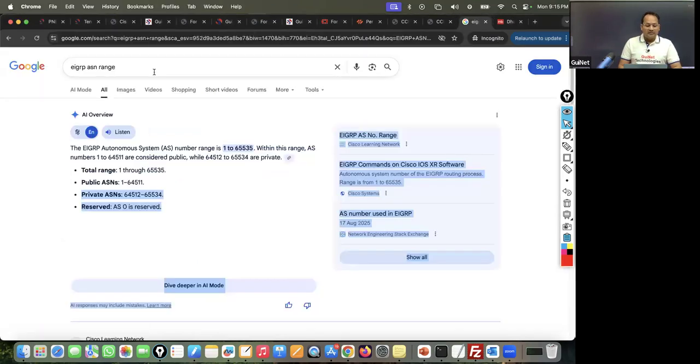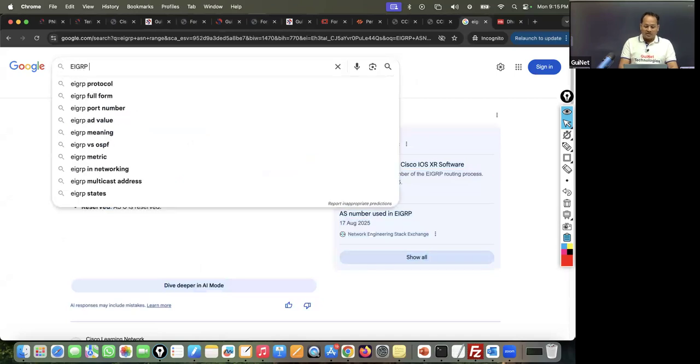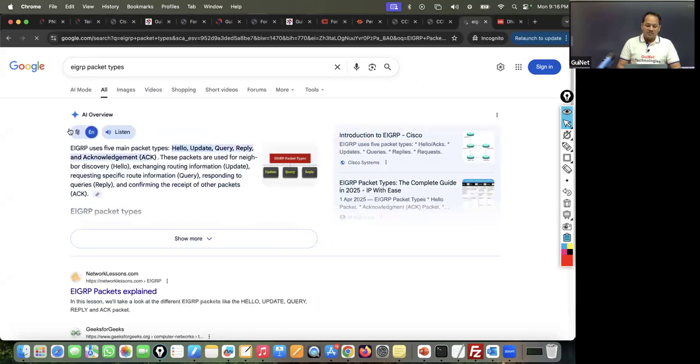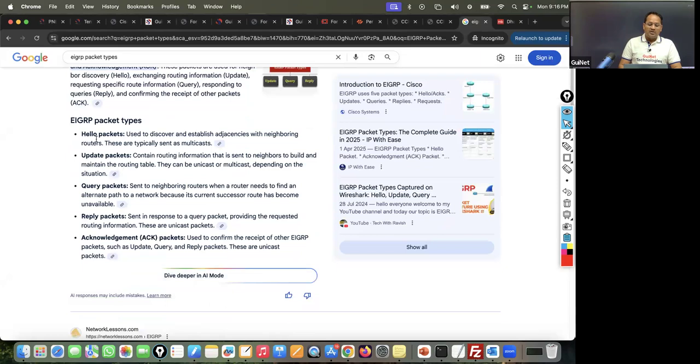But if I go on the internet and search EIGRP packet types, you don't have to be confused: follow the sequence I just explained. See here, these are the packets. Sometimes books have their own language, but the actual packets are hello, update, query, reply, and acknowledgement. See, hello is to discover and establish adjacency with neighbor routers. This typically sends to a multicast address. Whatever the multicast address is, 224.0.0.10. What was the address? 10.